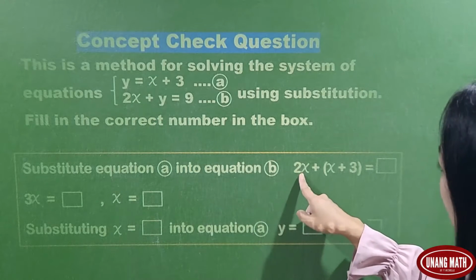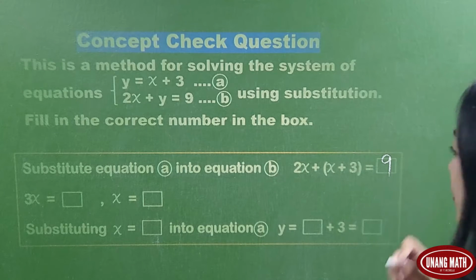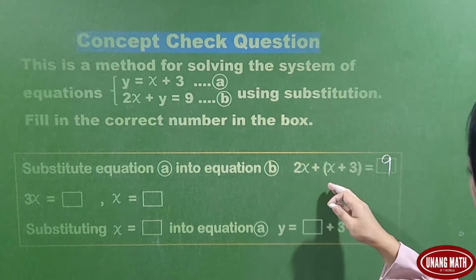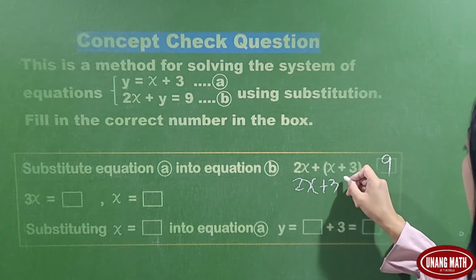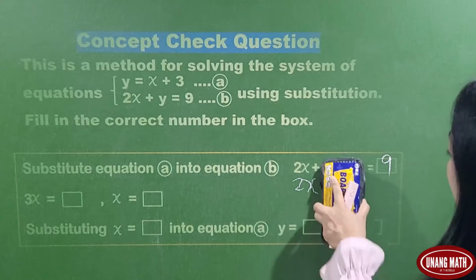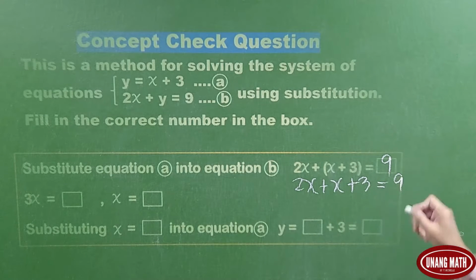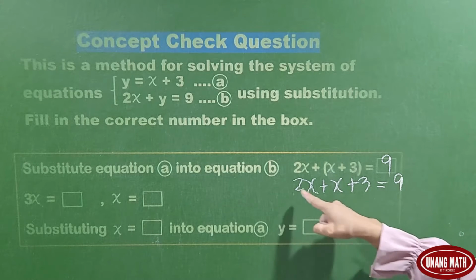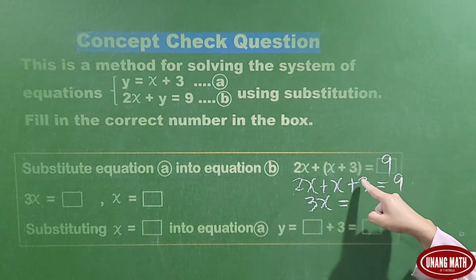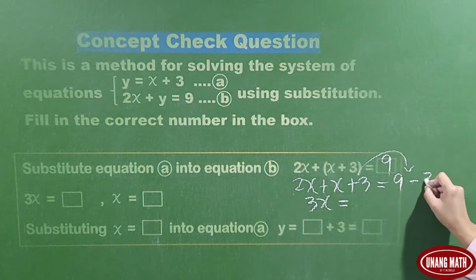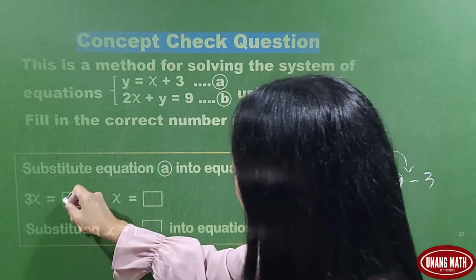So we have here 2x plus x plus 3, and this is equal to 9. Okay, if we're going to simplify, 2x plus x plus 3 is equal to 9. So 2x plus x is equal to 3x. And this is equal to 9 minus 3, which is 6. So 3x is equal to 6.